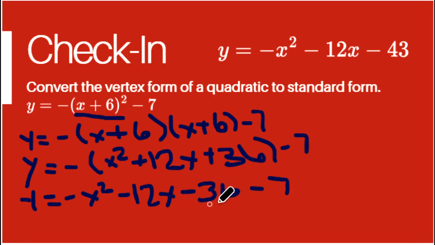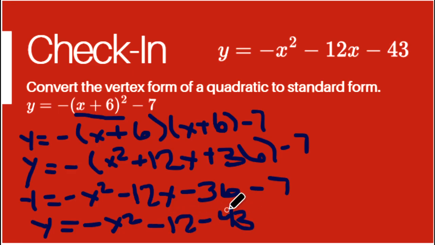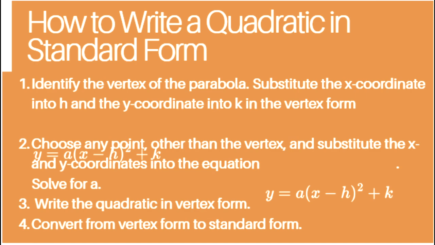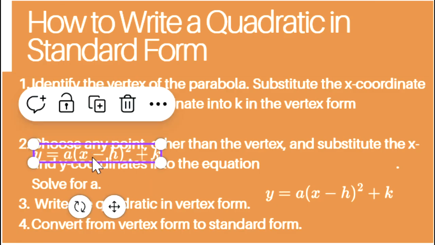Now we just need to combine these two like terms, so we end up with y equals negative x squared minus 12x minus 43, which is the answer right here. I wrote it down to make sure that I did not screw you guys up. Okay, how to write a quadratic in standard form. So this should go into your notes. And once again, it's all cattywampus, but I will fix it for you.